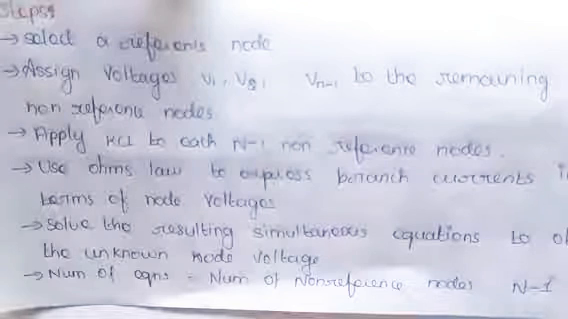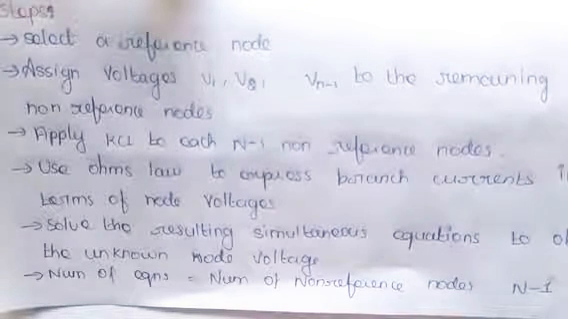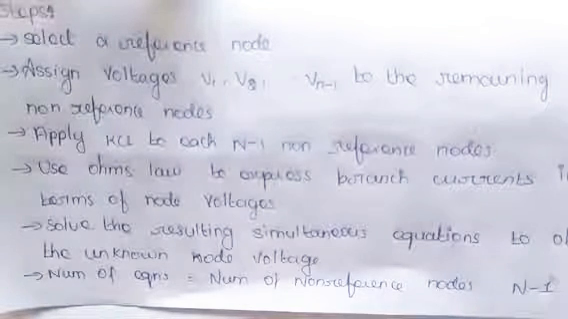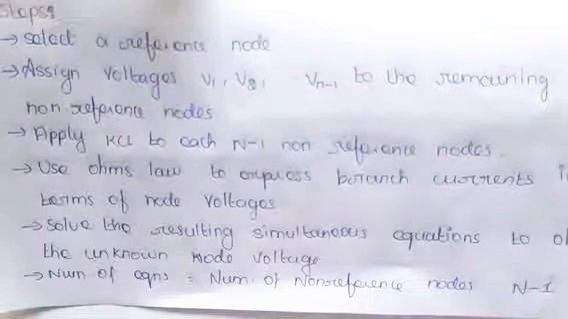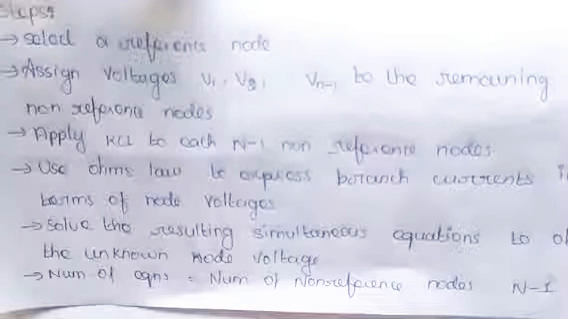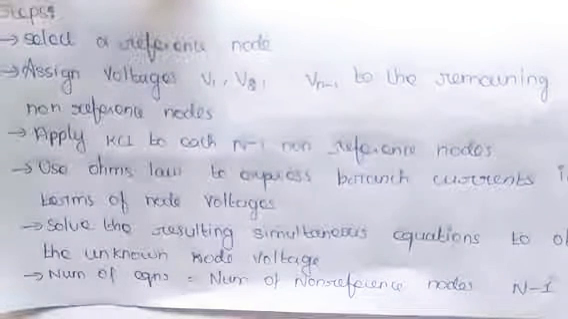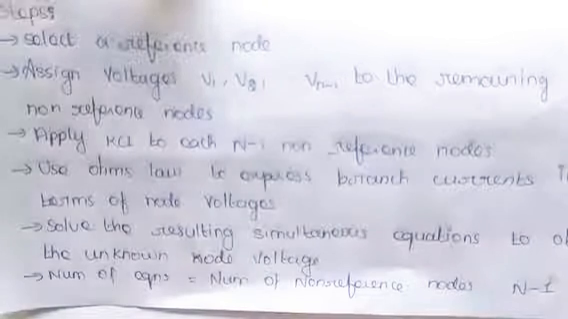Then we apply KCL, Kirchhoff's current law, in each and every non-reference node. So the equations will be in the form of branch currents. We should convert them into node voltages by applying Ohm's law. So we will get n minus 1 number of equations and we should solve all those equations and derive the node voltage values. These are the steps to be followed. Once we find the node voltages, we can easily find the branch currents and power dissipation in the resistors. All other parameters can be easily derived.